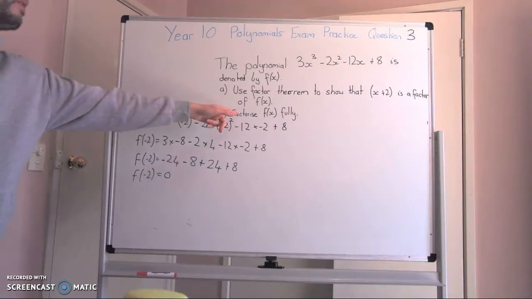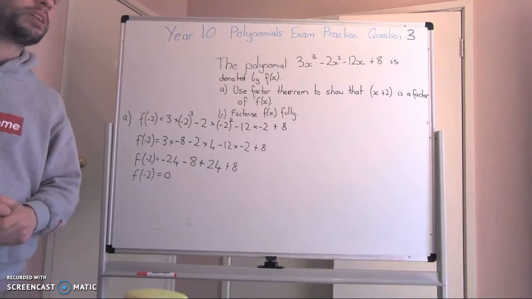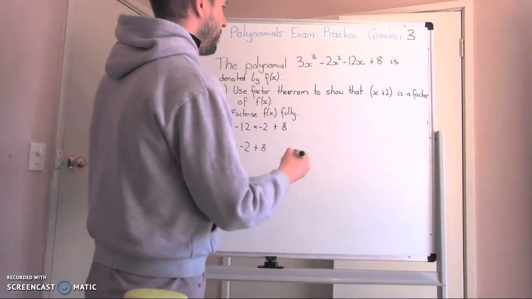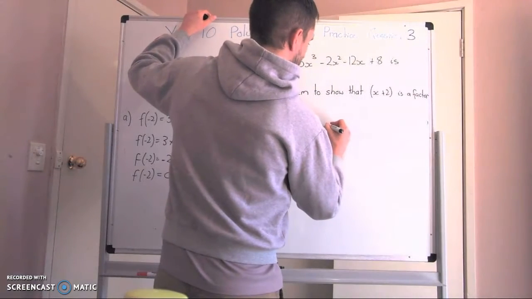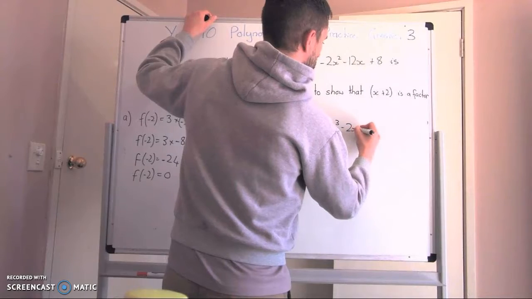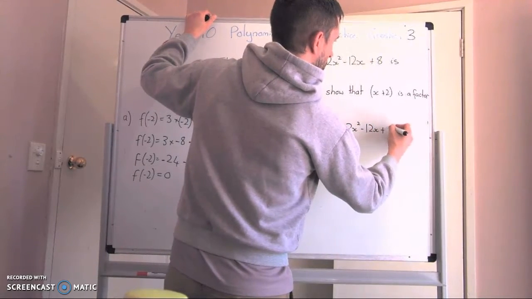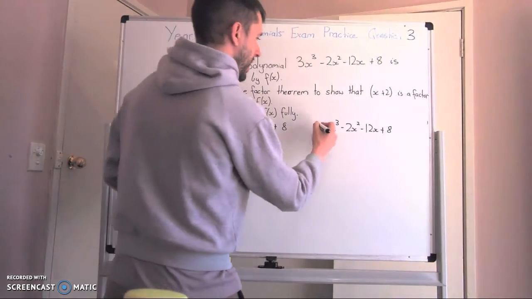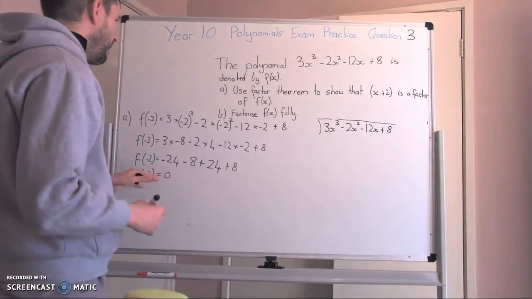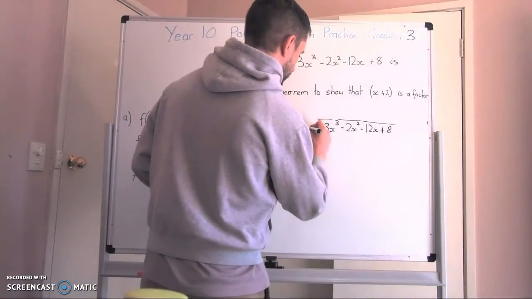But it asks us to fully factorize, which means I need to use my understanding of long division. So I'm going to do that over here. That just means I have 3x to the power of 3 minus 2x squared minus 12x plus 8, and I'm going to be dividing it by the factor that we've just worked out, which is x plus 2.